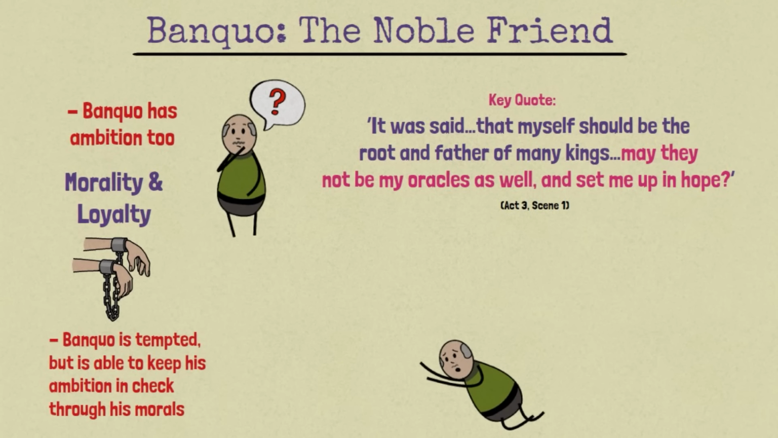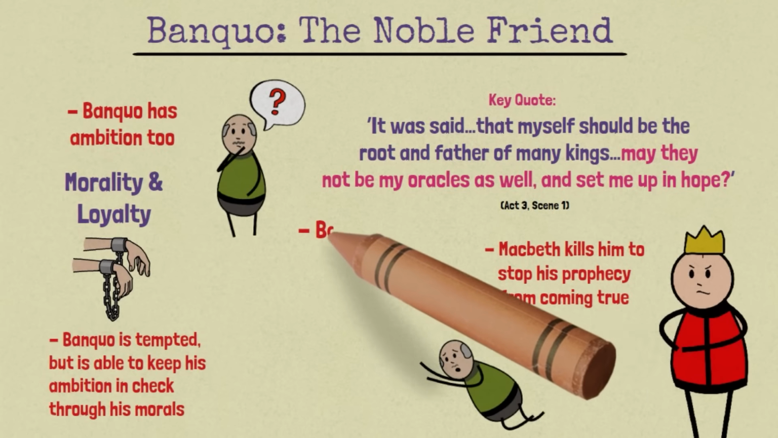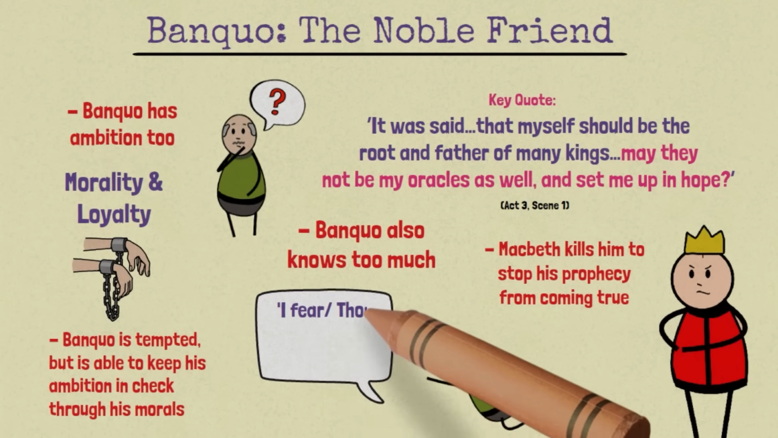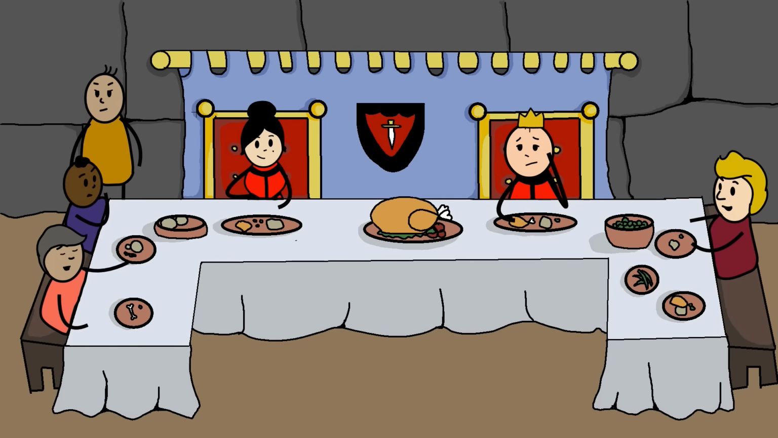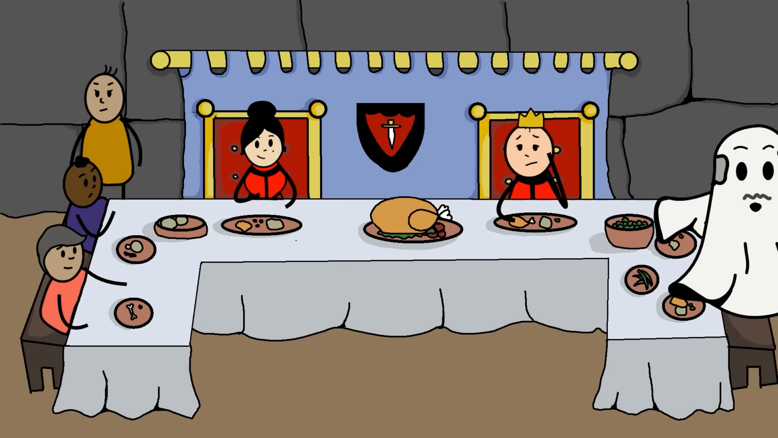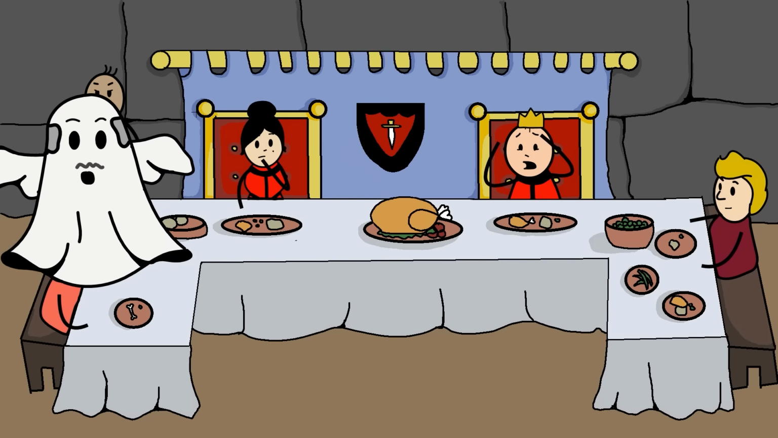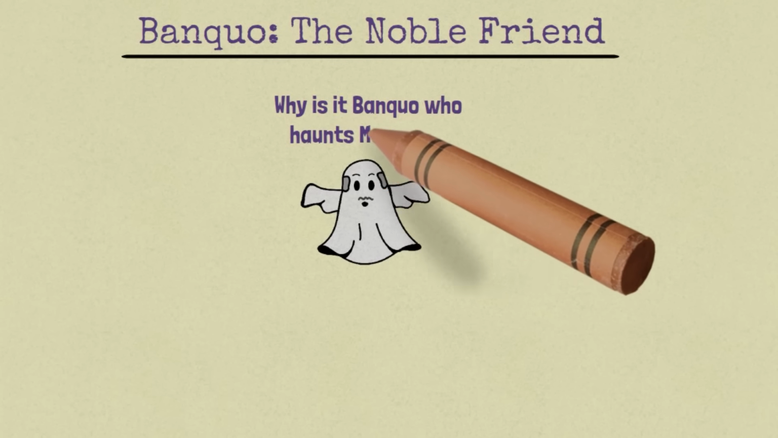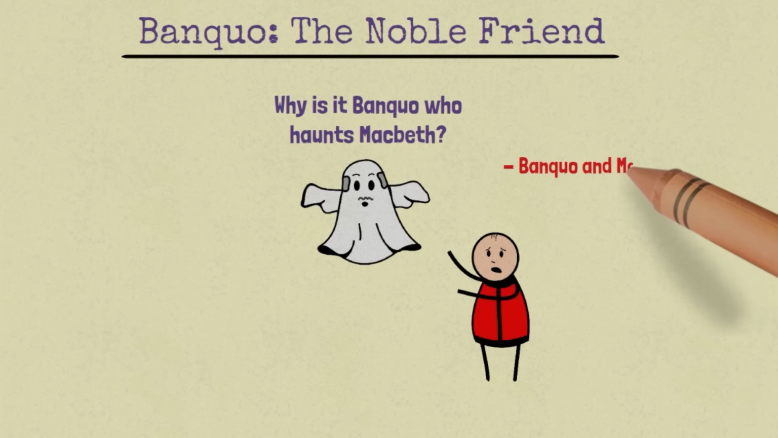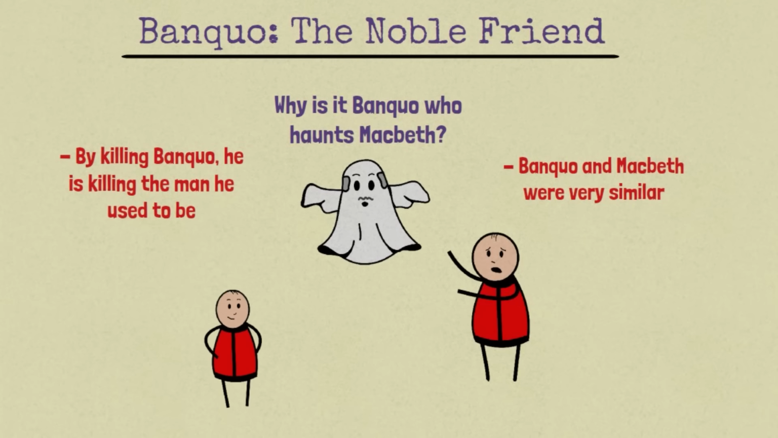In the end, Macbeth has him killed for his prophecy, and also because he knows too much, as Banquo rightly suspects his friend played most foully to get his power. But even in death, Banquo makes one more appearance by haunting Macbeth at his coronation feast. It is interesting that it is Banquo and not Duncan who haunts him, even though both were innocent victims. This may be because of how similar they started off, and so by killing Banquo, he has also killed off the brave and noble person he used to be.